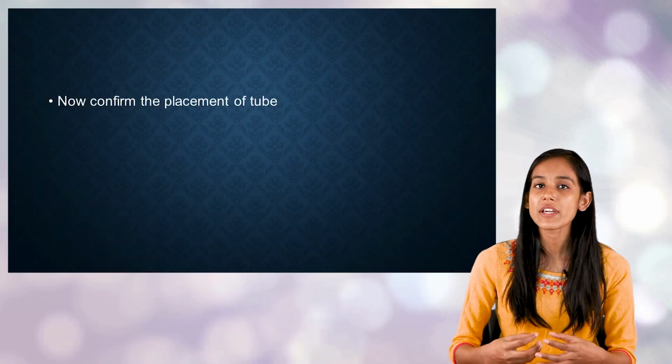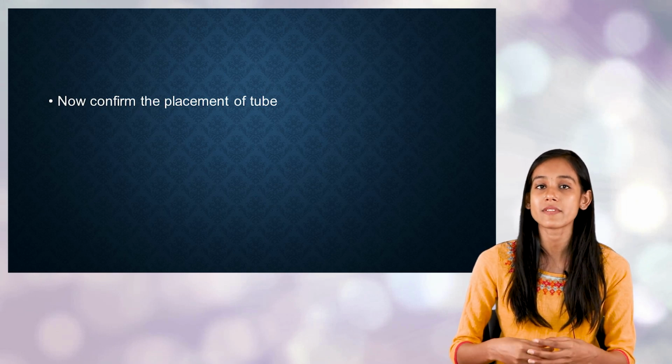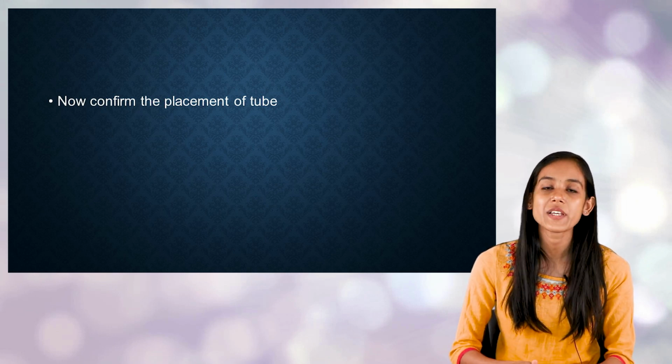There are different methods. The first thing we can do is take an empty syringe and aspirate a little amount of gastric contents. If we get gastric contents, that determines that the tube is in the stomach. Another method is to place the end of the tube in a bowl of water and check whether there are bubbles. If there are bubbles, that indicates that the tube is in the trachea, right? So this is how we check the placement of the tube.